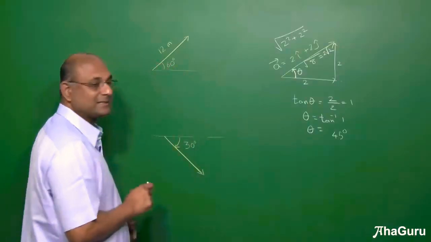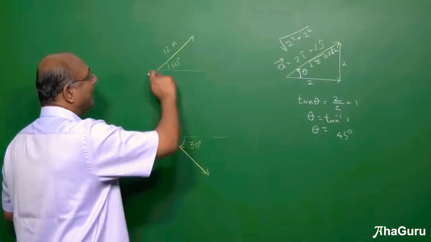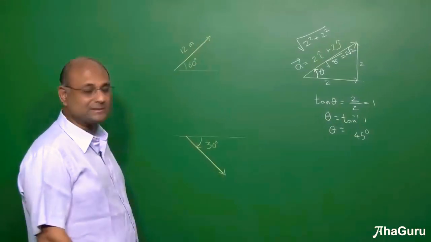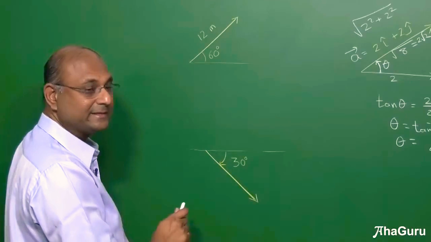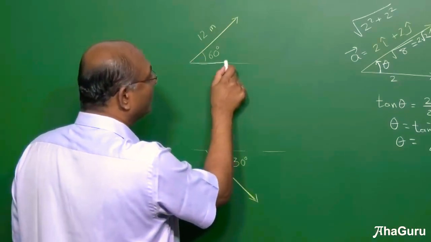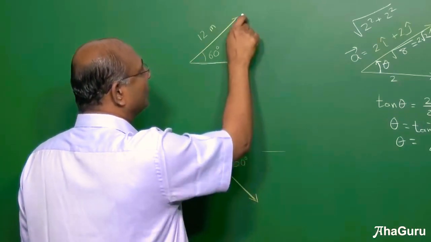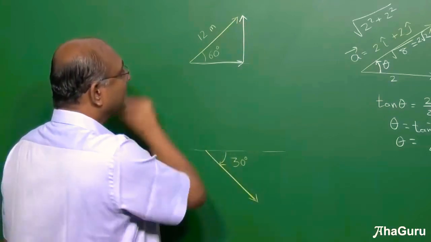Now let us take this case. Here I have an arrow which has length 12 meters and it makes an angle of 60 degrees. I want to find its x component and y component. This would be the x component, that would be the y component. So what is the x component?